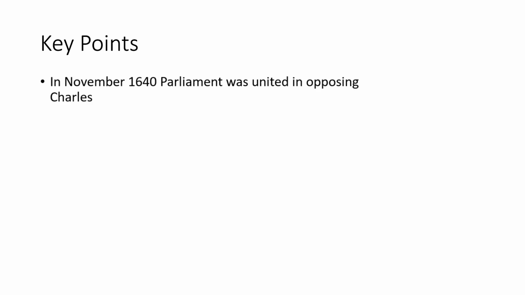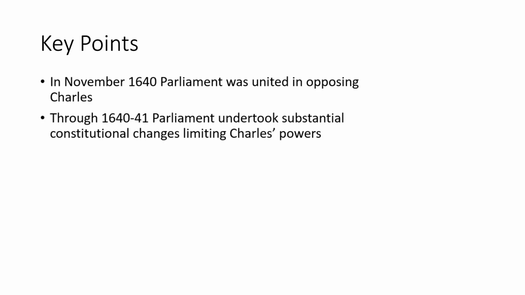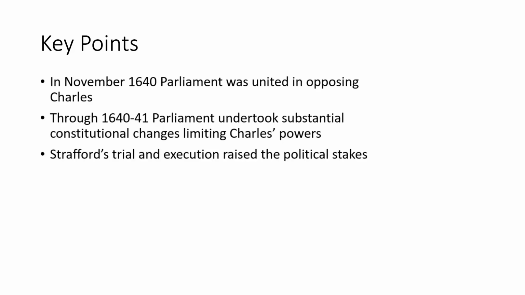So what should you take away from this lecture today? Well, I'm just going to note the key points. In November 1640, Parliament was united in opposing Charles, mainly because they agreed on what they opposed, namely Charles's arbitrary rule in terms of fiscal feudalism, in terms of dissolving Parliament, in terms of Arminianism, in terms of the arbitrary legal system. Through 1640 to 41, up until August, Parliament undertook substantial constitutional changes, limiting Charles's royal prerogatives. Okay, and they are significant. It's worth emphasising that. Whether Charles took them seriously or not is a separate issue, which will come into question in the next lecture, but nevertheless they are undertaken.